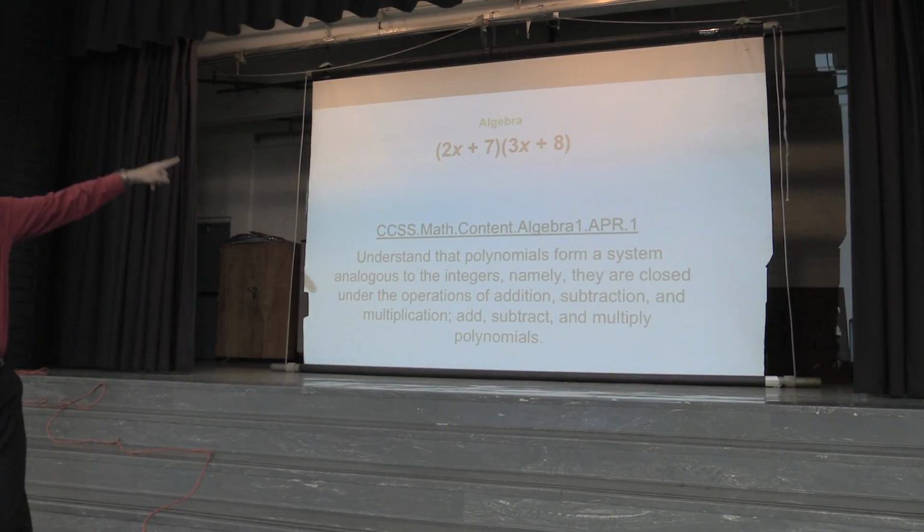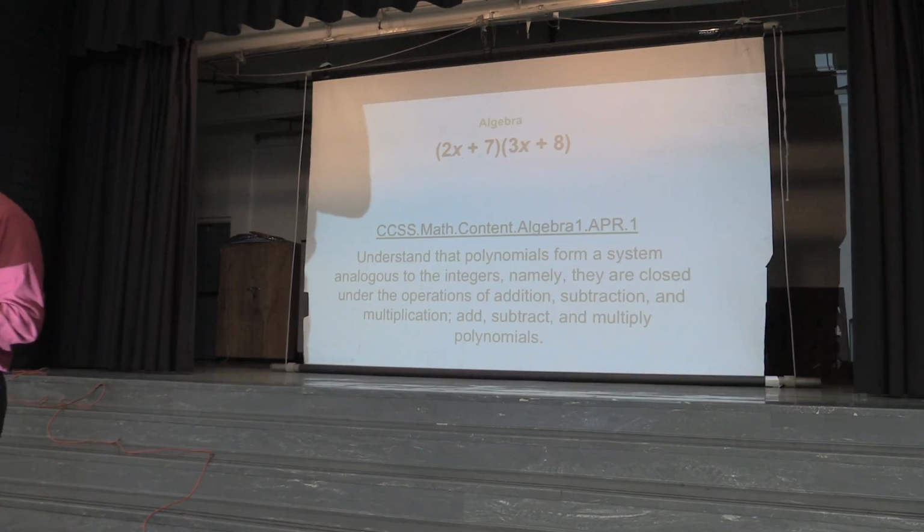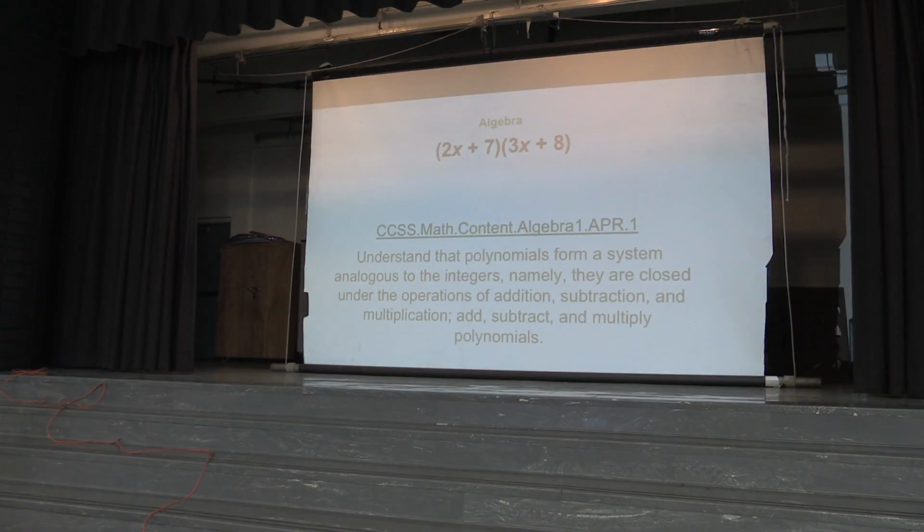So multiply 2x times 3x, because what would most students do at this point? 2x times 3x is 6x squared, 7 times 8 is 56, done. That's not right. What you need to do, this is the distributive property. Do you guys remember the rainbows we drew? We have to remember it's 2x times 3x, 2x times 8, 7 times 3x, 7 times 8. That's how we multiply binomials. Distributive property. FOIL works beautifully here.